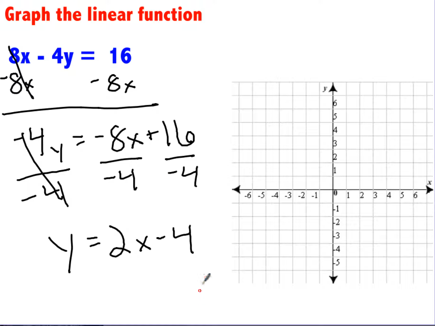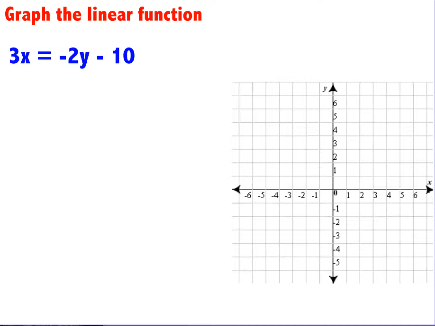And so now I can graph starting from my y-intercept -4. 1, 2, 3, 4. And up to over 1. Again, it's up to over 1 because there's no denominator, but it's rise over run. I can put 1 down there. And there's my line. Okay.